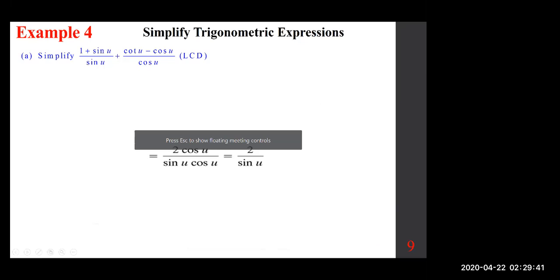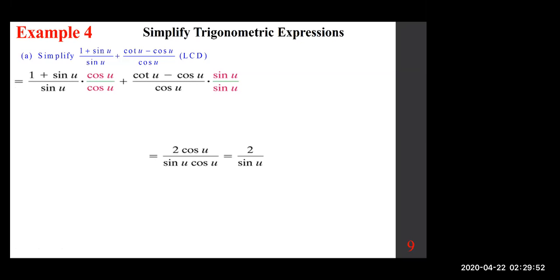All right, you take a common denominator, so you get 1 plus sine u times cosine u plus cotangent u minus cosine u times sine u over the sine u cosine u. So that is the common denominator. Okay, I hope everybody has done that. So basically, you are going to multiply and you keep the common denominator as sine u, cosine u in any order you want. So the first one becomes cosine u plus sine u cosine u, and the second one becomes cotangent u sine u minus cosine u sine u. So that's a very straightforward process, okay?